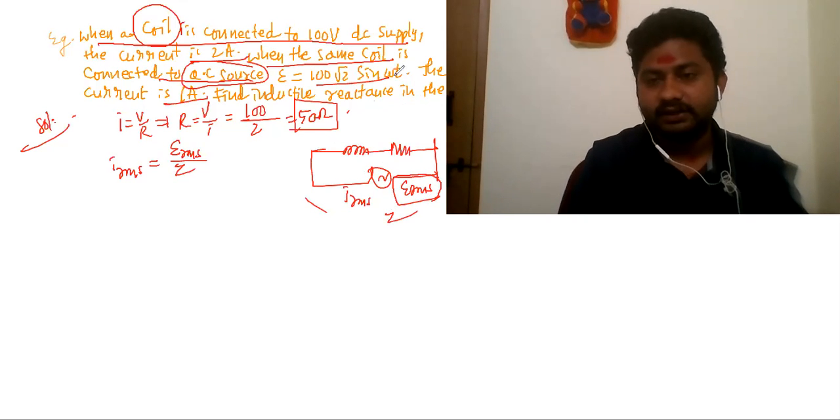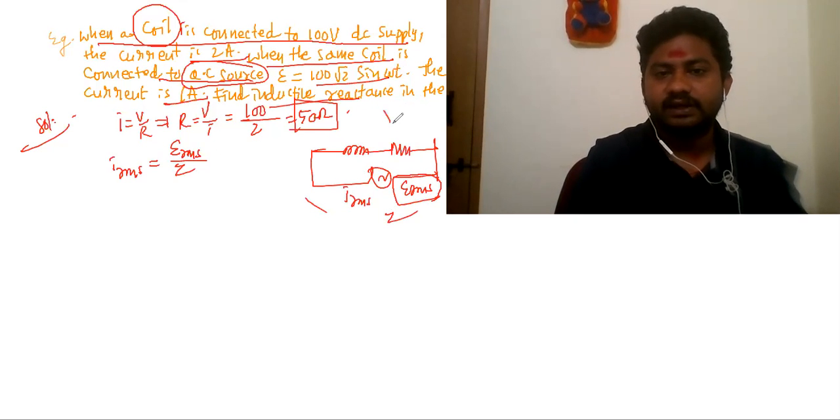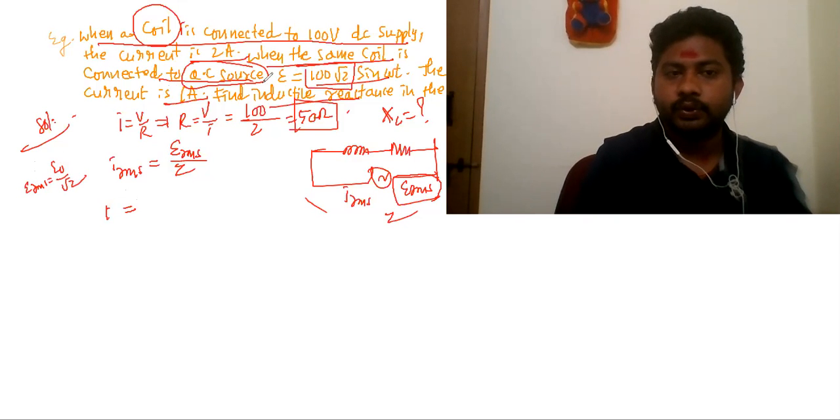So the question is to find inductive reactance. Inductive reactance is X suffix L. So here IRMS value is given as 1, which is equal to ERMS. E naught is 100 root 2, and we know ERMS is equal to E naught by root 2. 100 root 2 by root 2 is 100. So 1 is equal to 100 divided by Z. So what is the Z value here? So Z into 1 is equal to 100 ohm.